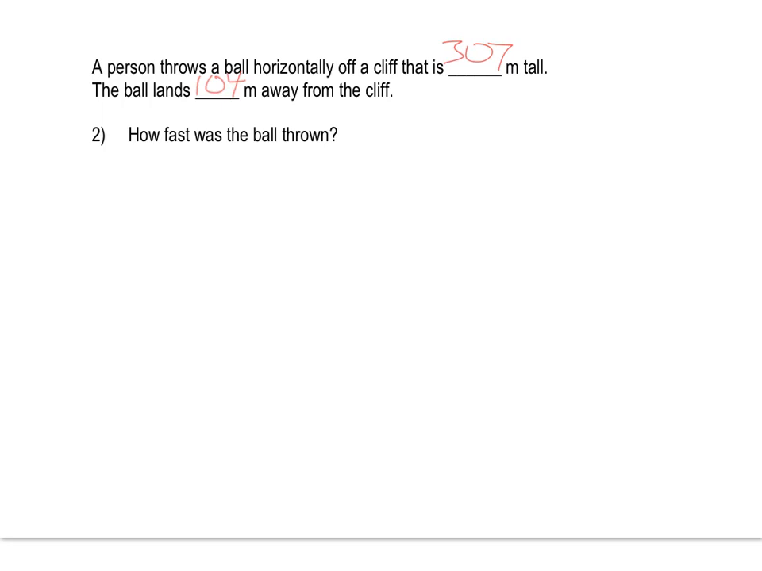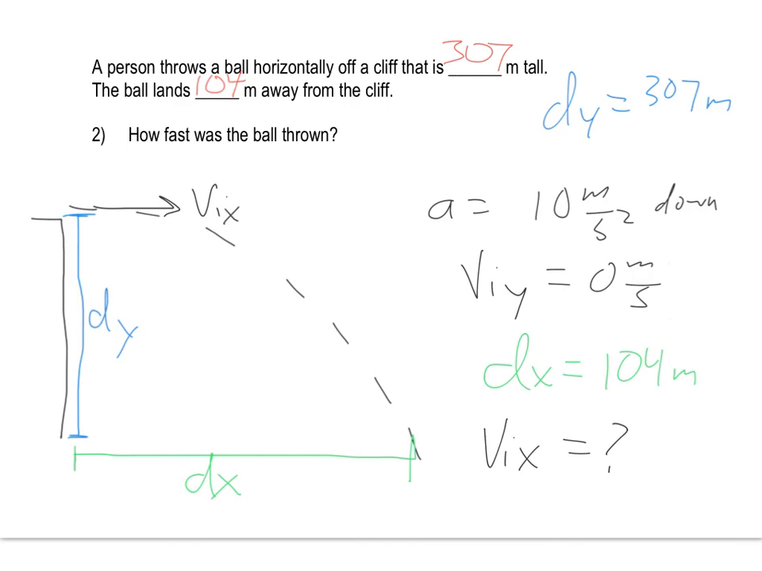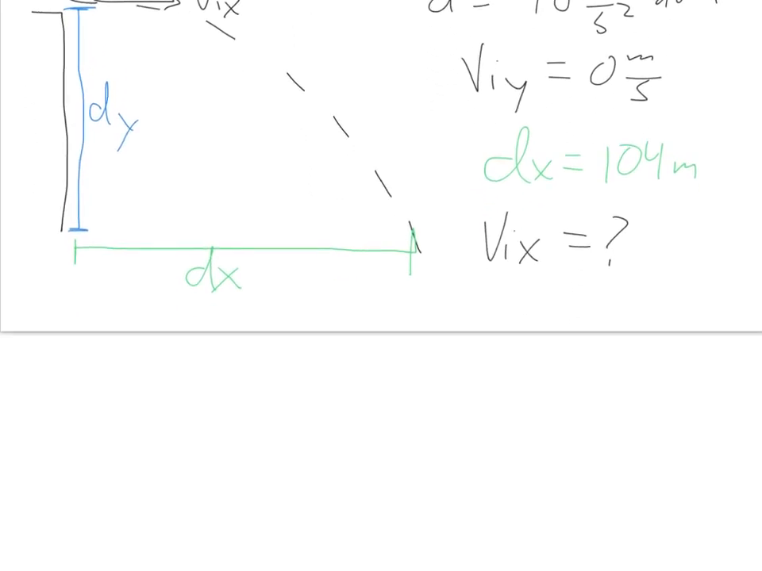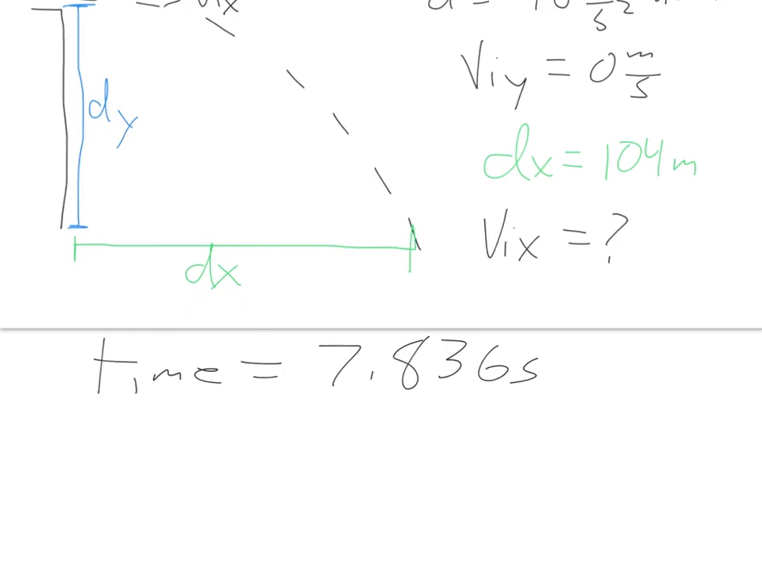Once I have that time, the rest of the problem becomes really easy. So question 2 says, well, how fast was the ball thrown? If I look at my picture here, my unknown is this VIX. This is how fast the ball was thrown. And I just went through all that trouble to get the time that this thing was in the air. So here, let me write that again. The time equals, we found, 7.836 seconds. All right, so the trick is that we know that the ball lands 104 meters away. That's part of our given information. We call that the range. That's the DX.